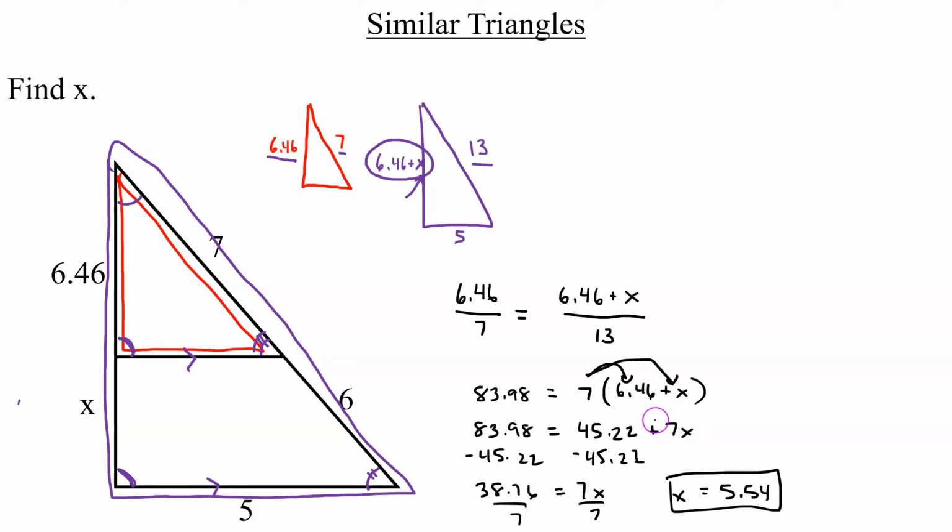Now, in this case, the question was asking what is x, so 5.54 is our answer. But you want to be careful, check what the question's actually asking you for. It could have been asking you for what is this side. So if you were being asked what is this side, you would have to do a final step where you took 6.46 and added it to 5.54. And when you do that, you end up with 12.